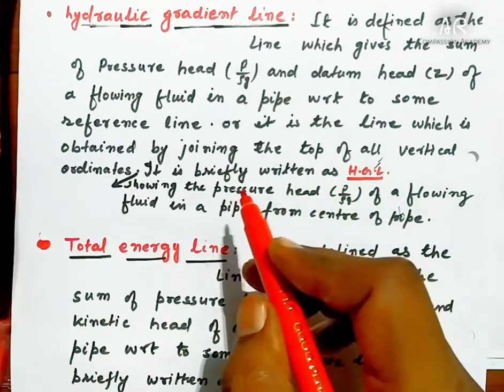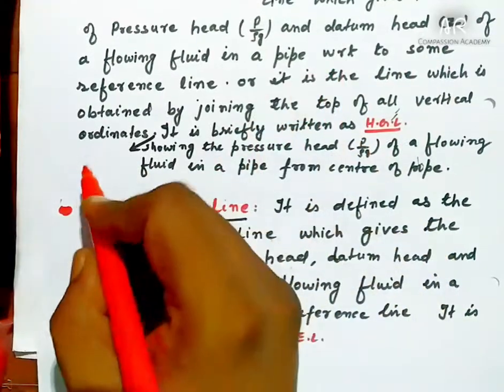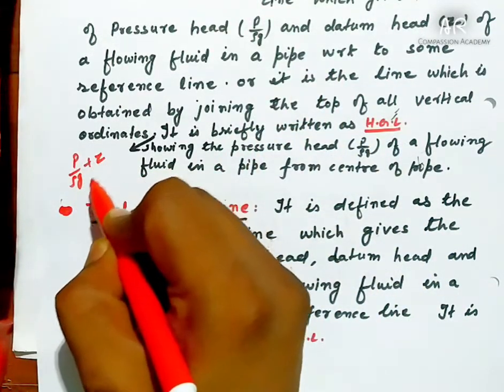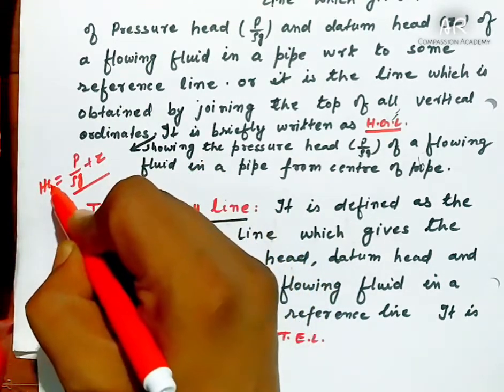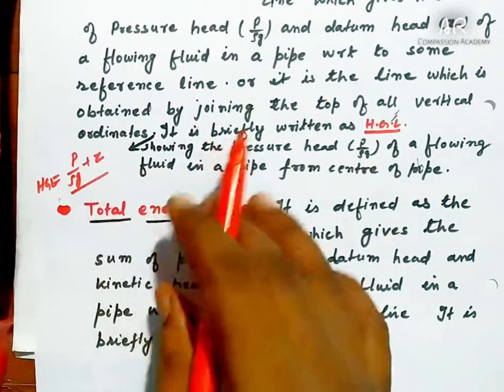Means hydraulic gradient line is the sum of pressure head and datum head, and pressure head is P by rho G plus datum head is Z. It is the sum: HGL is the sum of P by rho G plus Z.